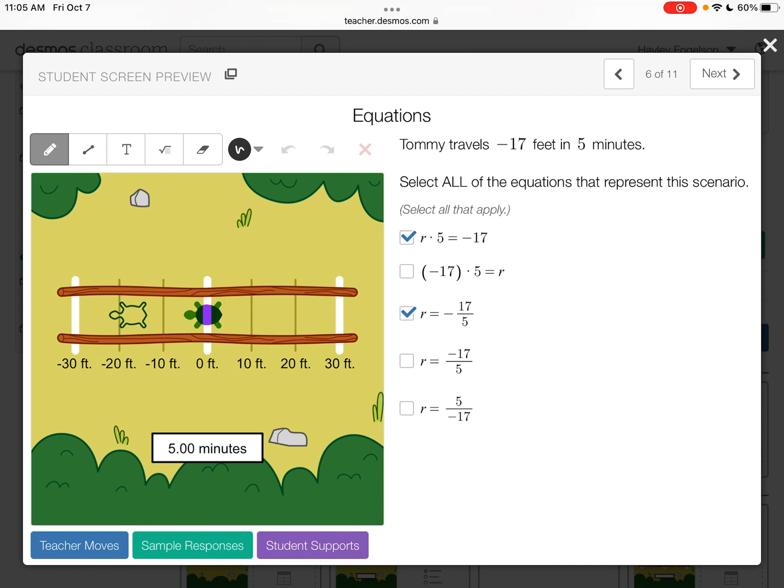The next one underneath it says rate equals -17 divided by 5. Those two are exactly the same, except they just have their negative outside, and they have their negative by the 17, which works. And then the last one, r equals 5 divided by -17, does not work. So you should have selected those 3.